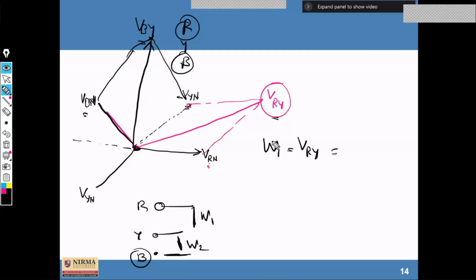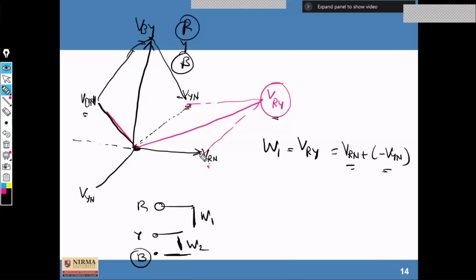And what is VRY? Sorry, that is VRN plus minus VYN. Agreed? And we know that VRY and IR have some angle. So we can have a current vector also in this case.